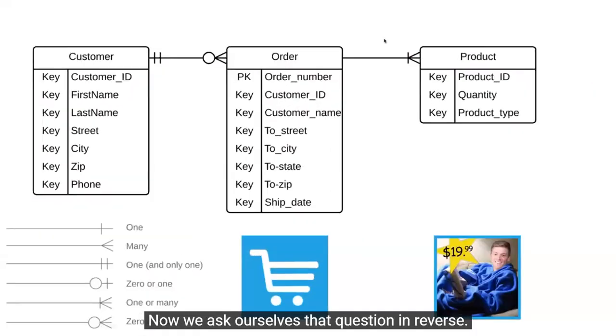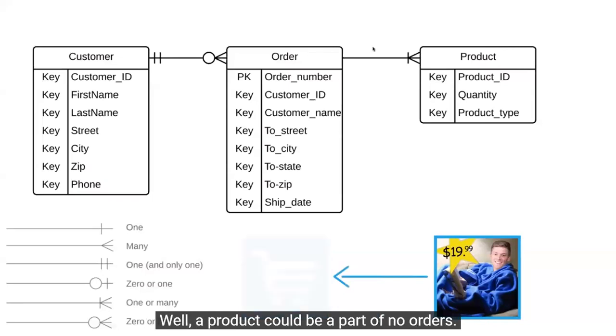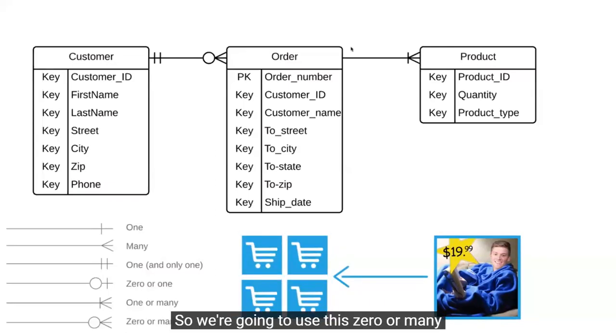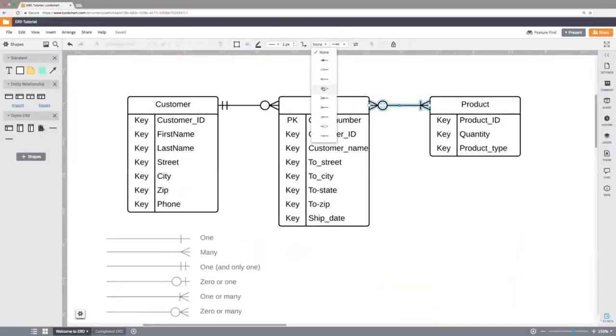Now we ask ourselves that question in reverse. A product can be a part of how many orders? Well, a product could be a part of no orders, but it also could be a part of many orders. So we're going to use this 0 or many notation on our diagram.